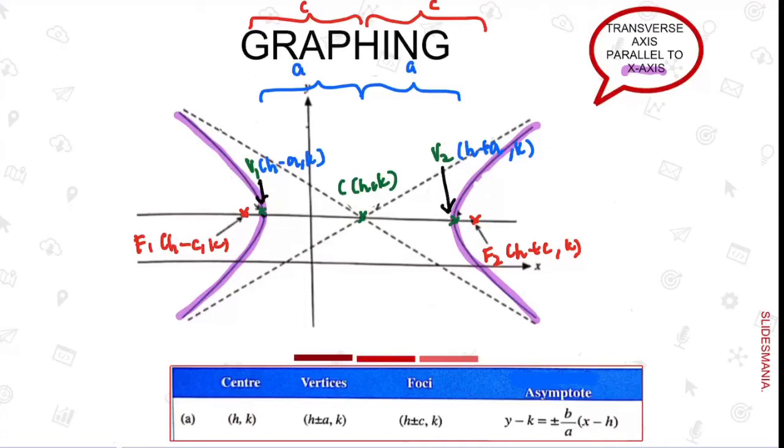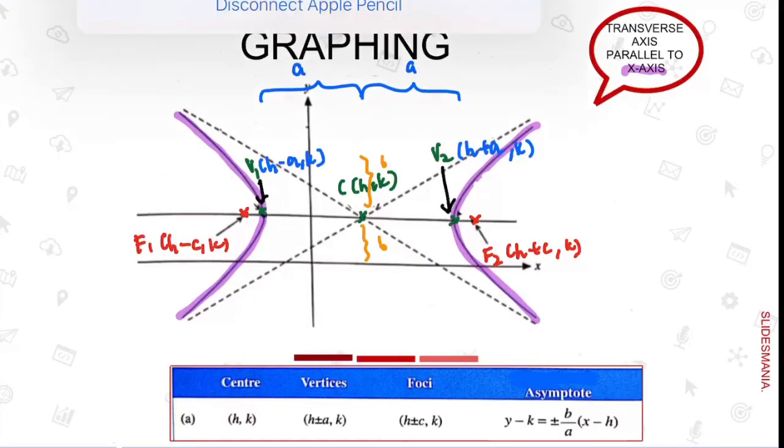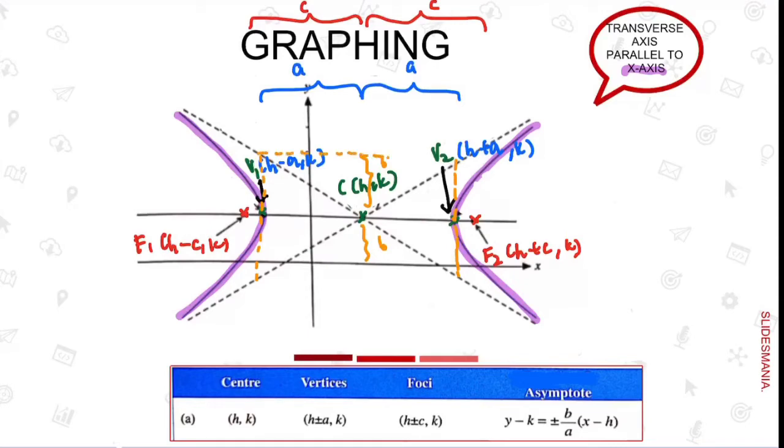Now, let's see where our co-vertices are. Your co-vertices are this value here with the distance of b. When we connect all of the dots later on, we will find our asymptote. Let's try. From your vertices, go up as much as distance b, go down as much as distance b, and also from the other vertex, go up and go down. So let's connect the edges here, another edges here.